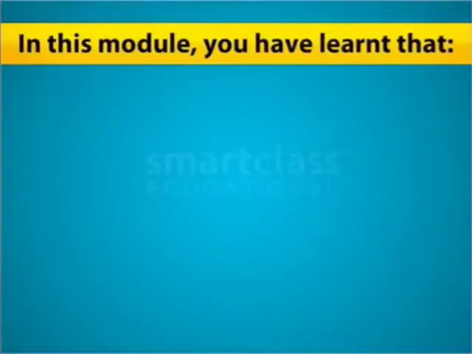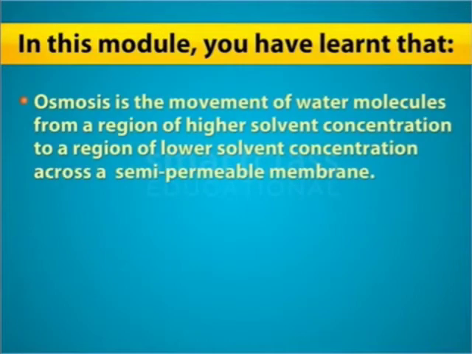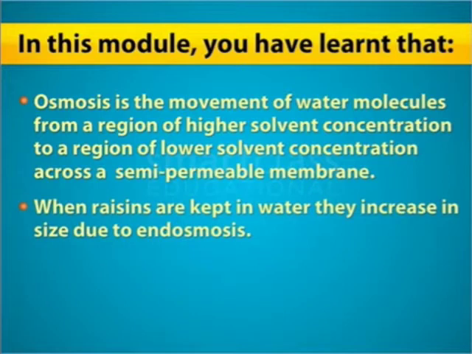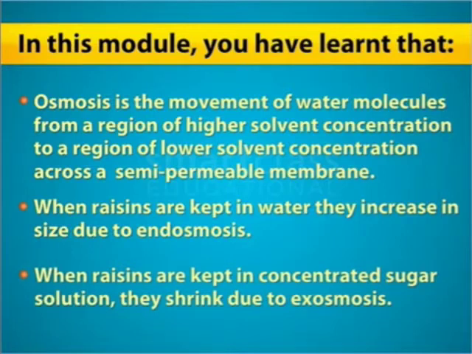In this module, you have learned that osmosis is the movement of water molecules from a region of higher solvent concentration to a region of lower solvent concentration across a semi-permeable membrane. When raisins are kept in water, they increase in size due to endosmosis. When raisins are kept in concentrated sugar solution, they shrink due to exosmosis.